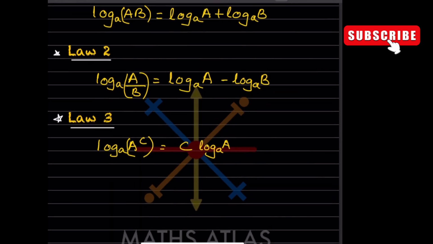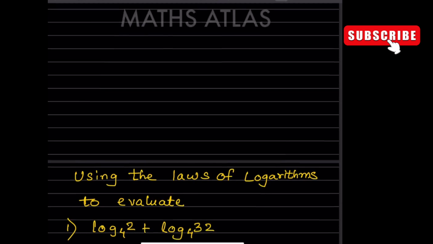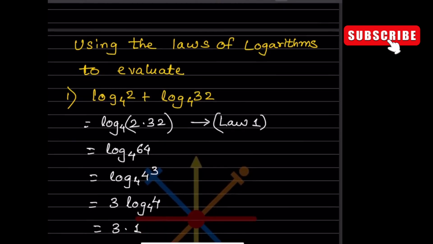And the third law is log of A, and this is the exponent, raised to C to the base A. So whenever this raised to C is there, that goes here, and that becomes C times log of A to the base A. So this is the third law. So now let us see some examples based on this one.